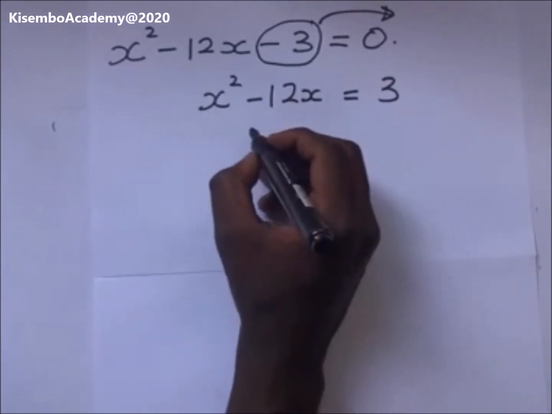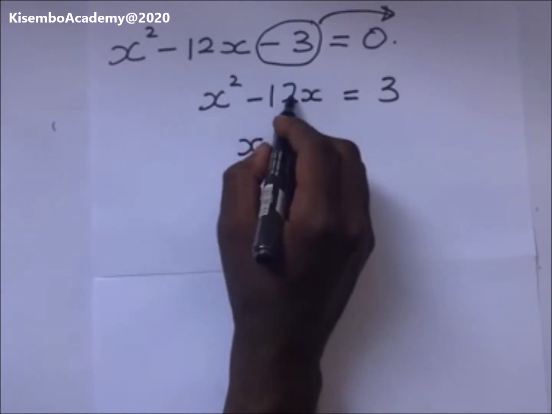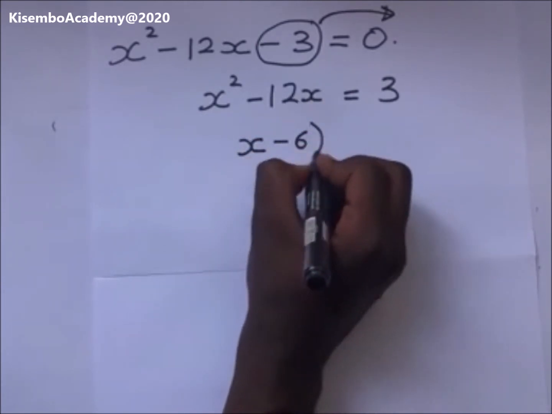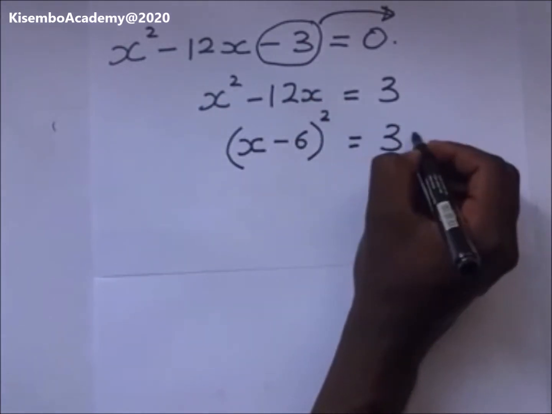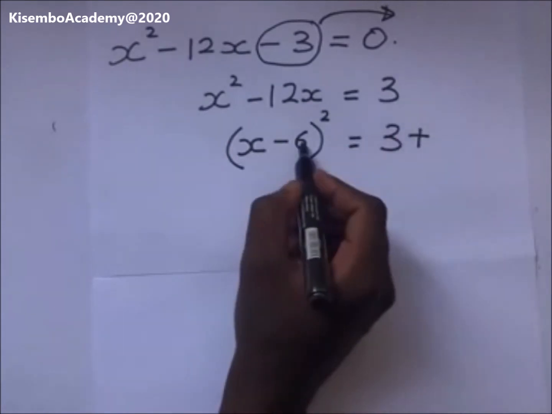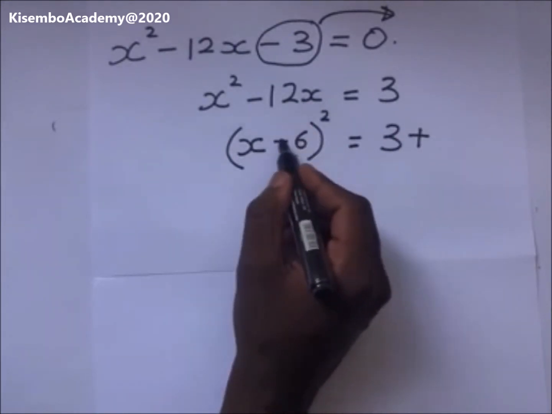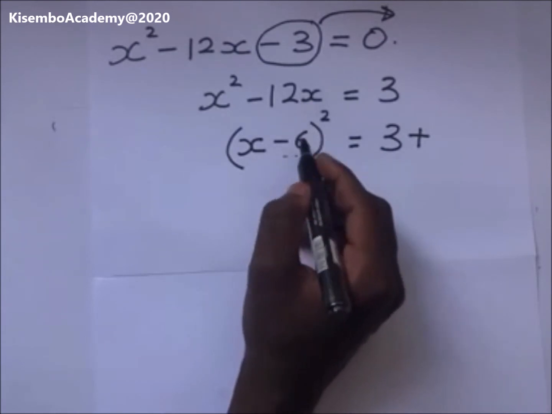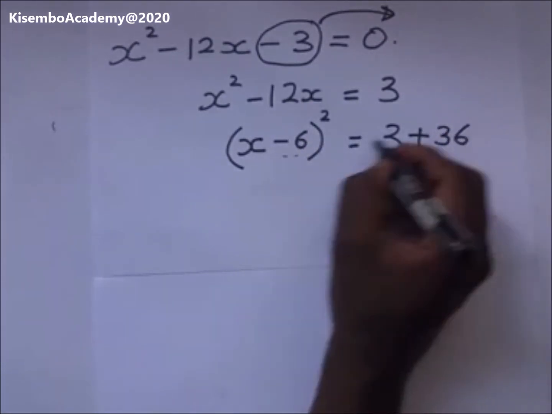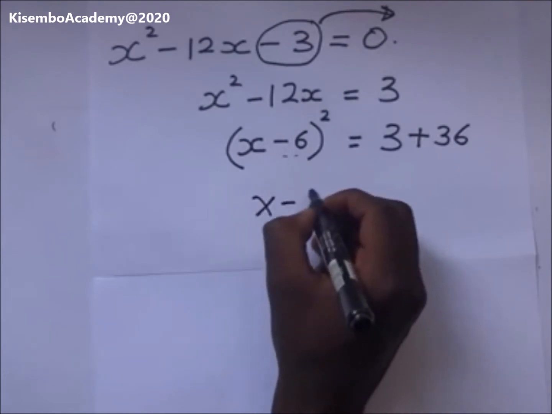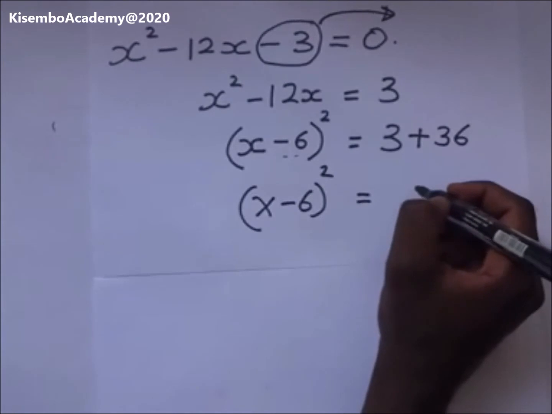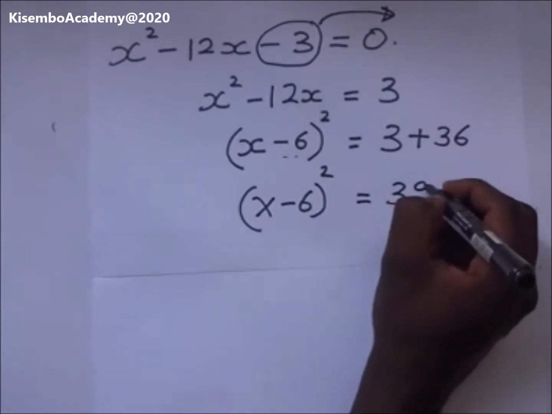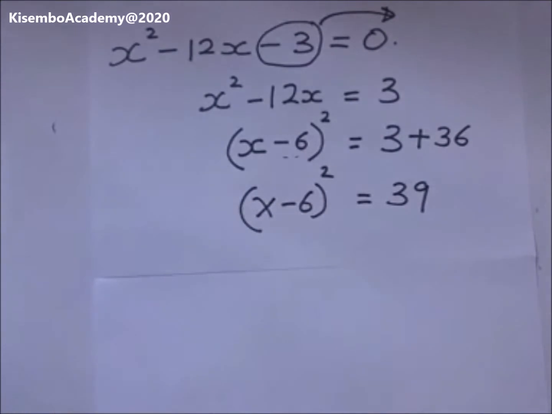So it means that the answer here will be x, negative 12 divided by 2 is negative 6, and this is squared. That's the perfect square from this. It's going to be equal to 3. Now 3, we are supposed to add this number squared. So negative 6 squared is positive 36. So it's plus 36. So of course the answer we have here is x minus 6 squared is going to give us 39. We find the square root of the number on both sides and get our values of x.